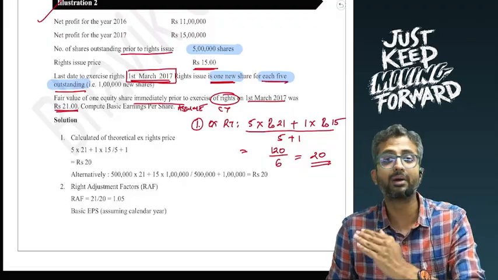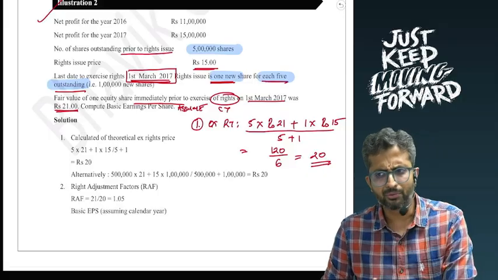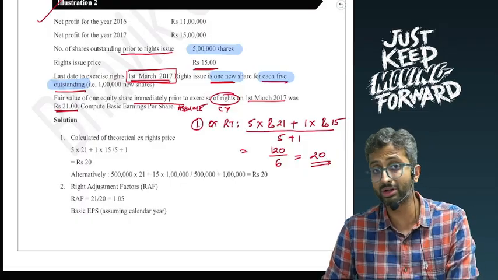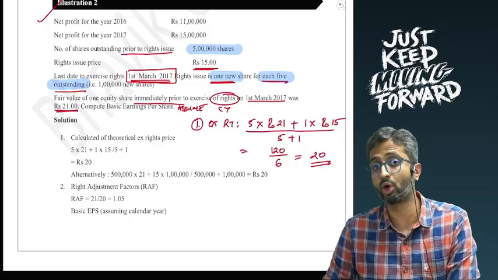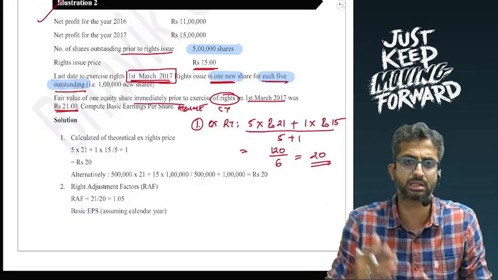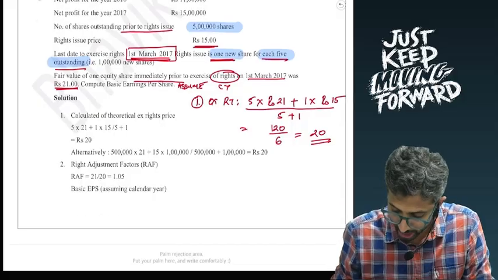Like after the bonus, the share price falls. After a fresh issue for full consideration, ideally the share price need not fall, but after the bonus it does fall. In a similar way, if it falls after rights, that is because of the hidden bonus element. That is a concept that the standard tries to imbibe. So this is point 1.